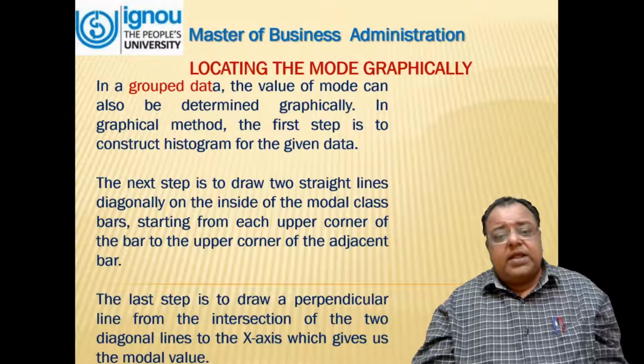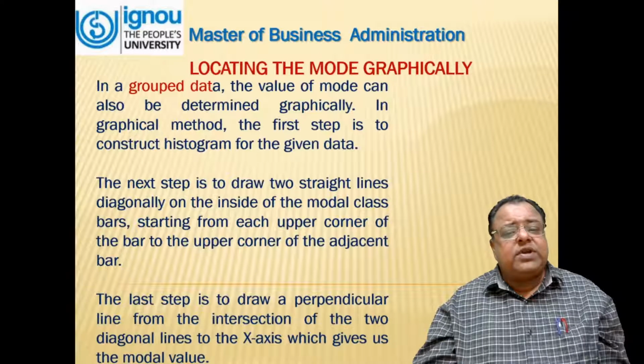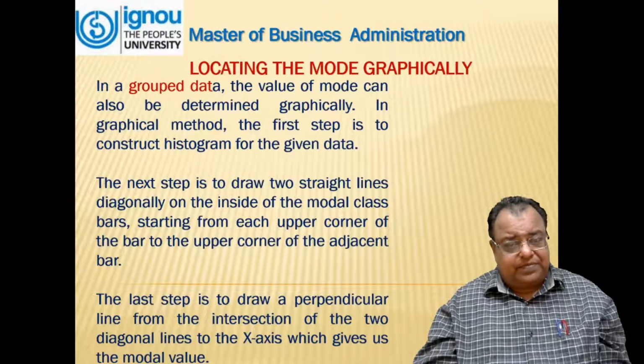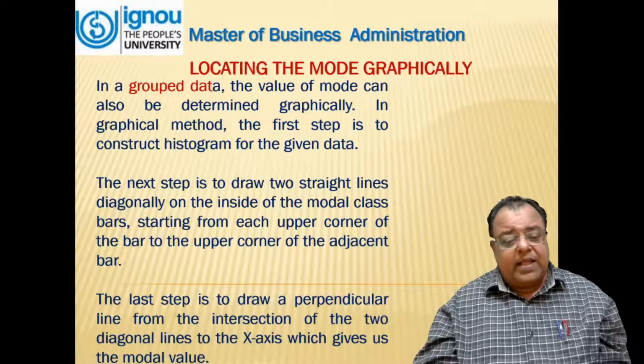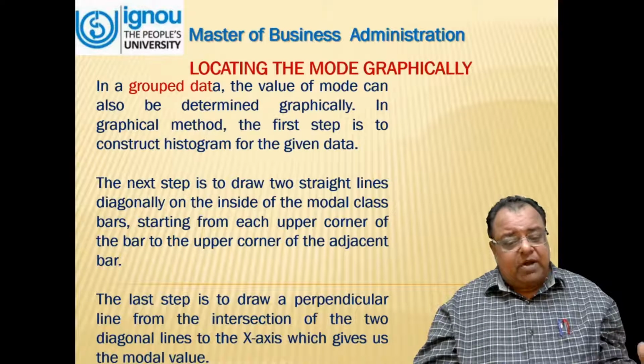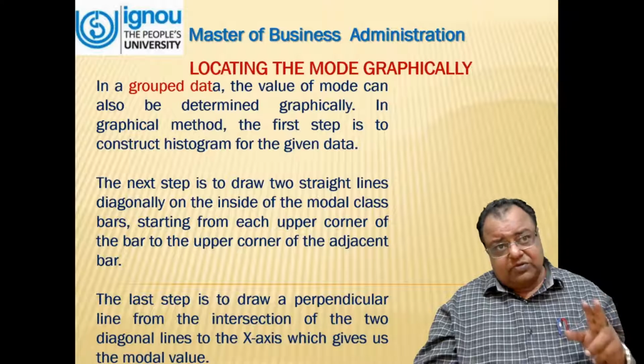In grouped data, the value of mode can also be determined graphically. In the graphical method, the first step is to draw the histogram of the given data. We know how histograms are drawn. The next step is to draw two straight lines diagonally on the inside of the modal class bar, starting from the upper corner of each adjacent bar. And in the last step, we will draw a perpendicular through the point where these two lines intersect.